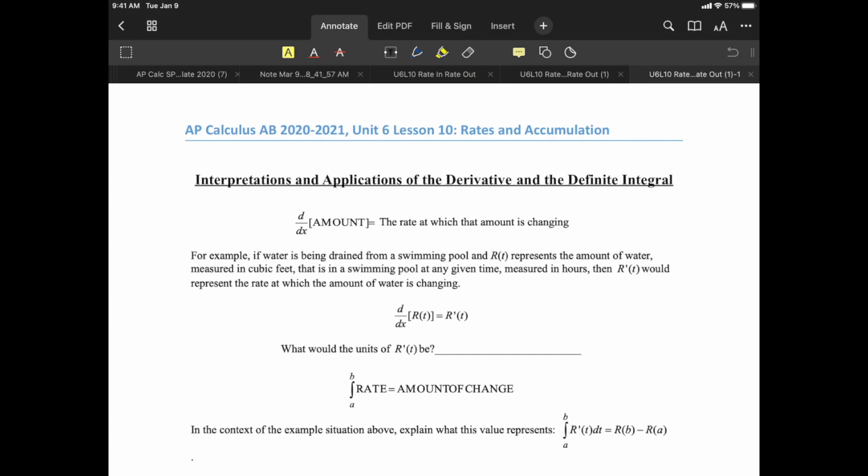All right, here we go. Unit 6, Lesson 10, Rates and Accumulation.